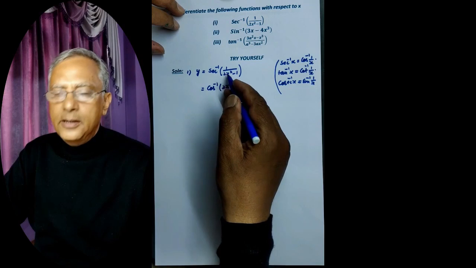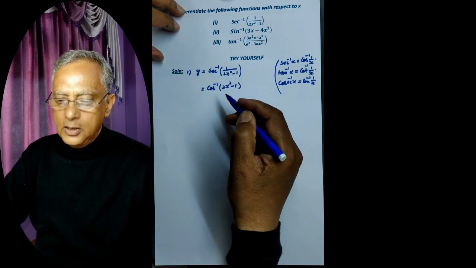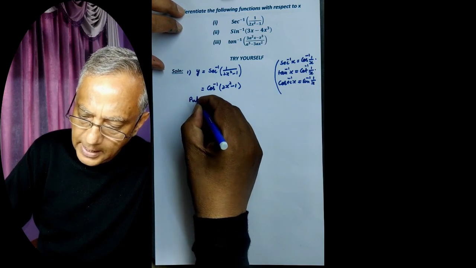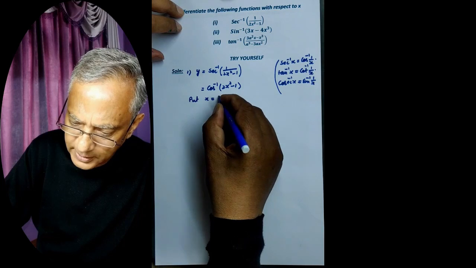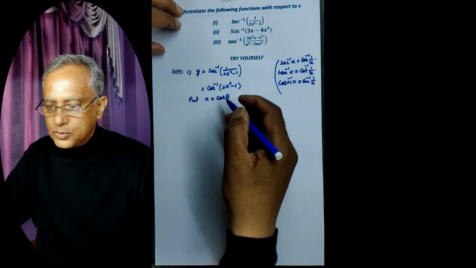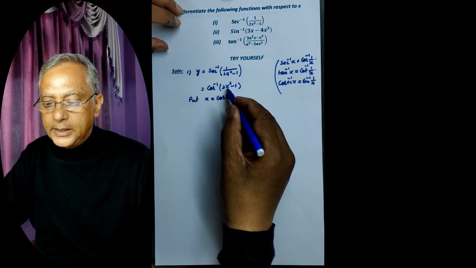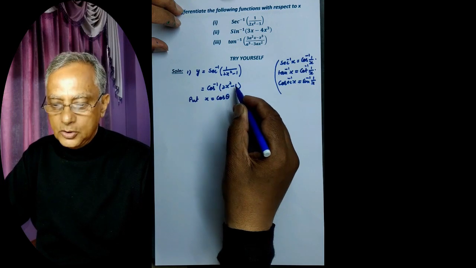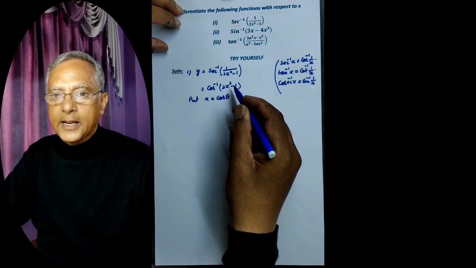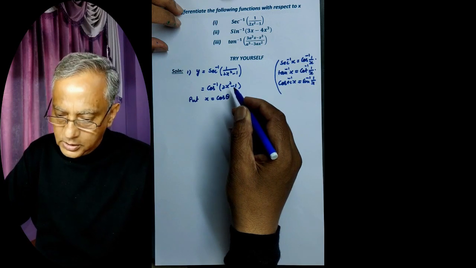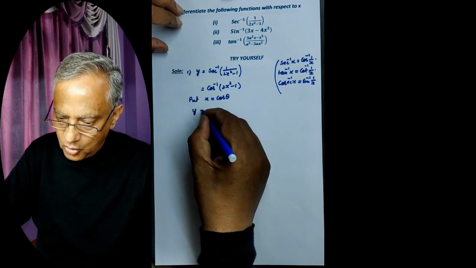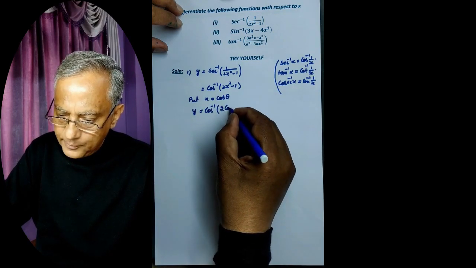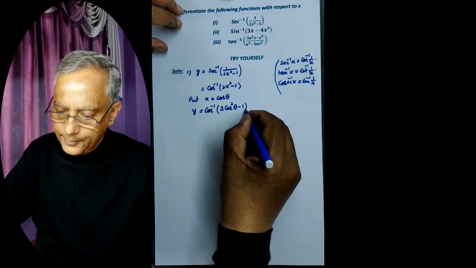One way is I can directly differentiate it using the formula, or you can also put x equal to cos theta, because this will then reduce into 2 cos square theta minus 1, and we know 2 cos square theta minus 1 is cos of 2 theta. So cos inverse and cos will cancel and we will get the result. So this can be written as cos inverse 2 cos square theta minus 1.